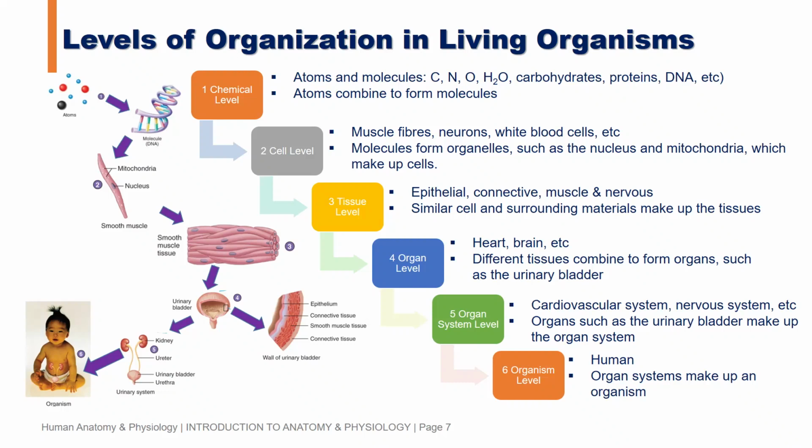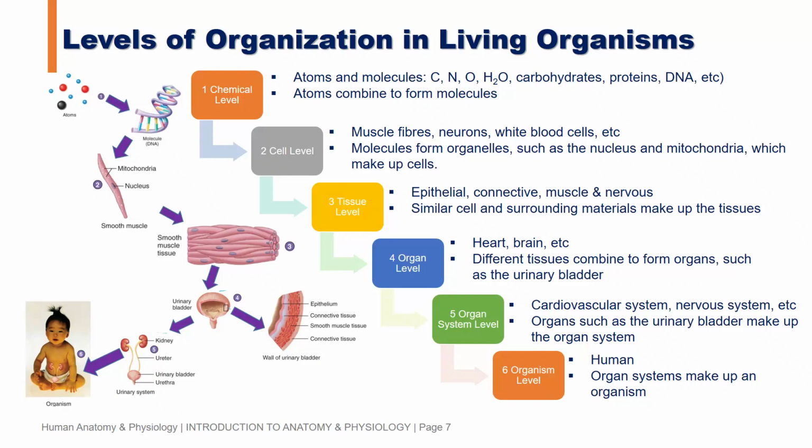And then at the cell level, you have your muscle fibers, neurons, white blood cells, etc. Molecules form organelles such as the nucleus and mitochondria, which make up your cells. And then for the tissue level, epithelial, connective, muscle, and nervous. Similar cells and surrounding materials make up your tissue. And then from the tissue level, you have the organ level where you have your heart and your brain, and different tissues combine to form organs such as the urinary bladder.